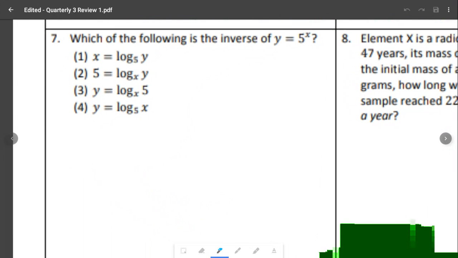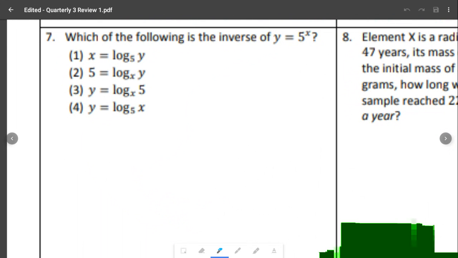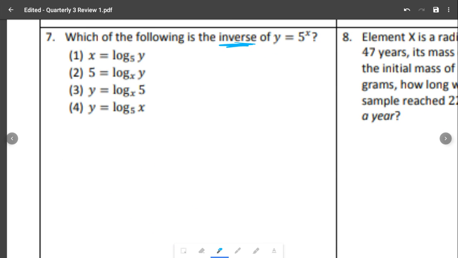Hi guys, here's review 1 again, picking up with question 7. It says, which of the following is the inverse of y equals 5 to the x? Inverse, remember, means switch your x and y. So we're going to take the x and y and switch them. So we get x equals 5 to the y.